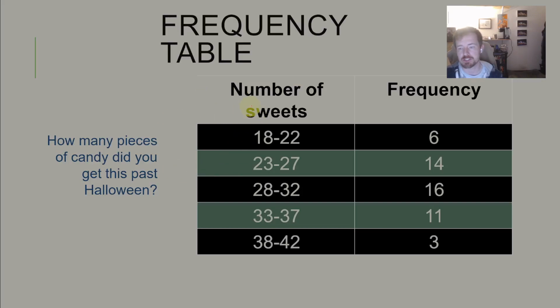So this is a frequency table. Right here we're looking at the question, how many pieces of candy did you get this past Halloween? And then we have these different intervals: 18 through 22, 28 through 32, 38 through 42. So we got some really unlucky kids and some really lucky kids. And so this is a table. You see it all the time.